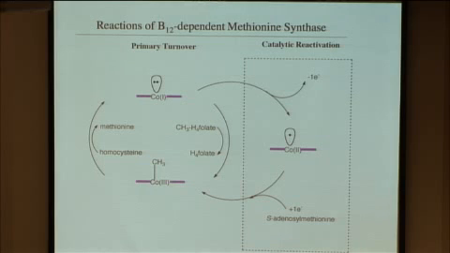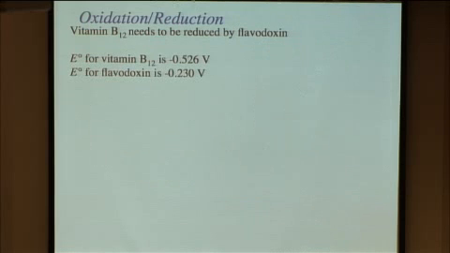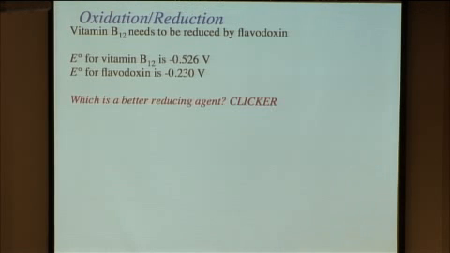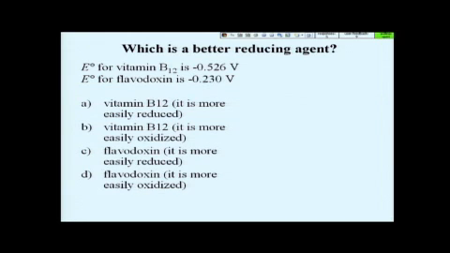So we need to think about how we're going to reduce the vitamin to get it back in its primary turnover state. So we know the redox potentials for this. The standard reduction potential for vitamin B12 is minus 0.526 volts. The reduction potential for flavodoxin, which is the protein that gives it the 1 electron, and it's a flavin protein, which is another B vitamin, is minus 0.230 volts. So what do we know about these? Tell me which is the better reducing agent.